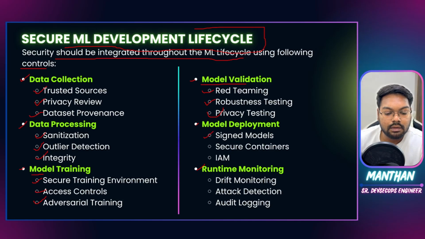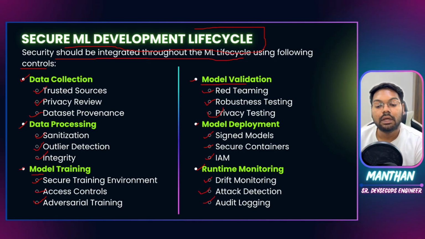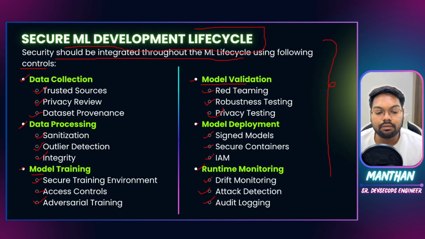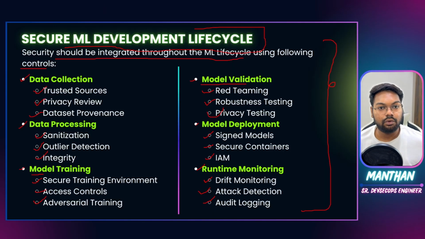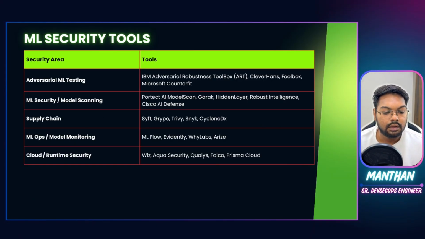Model deployment could involve signed models, secure containers, and IAM. Then on runtime monitoring, we have already discussed this. Drift monitoring, attack detection, and audit logging should be implemented for the entire lifecycle. So these are the different security controls you can implement on these different layers in the development phase of your models.